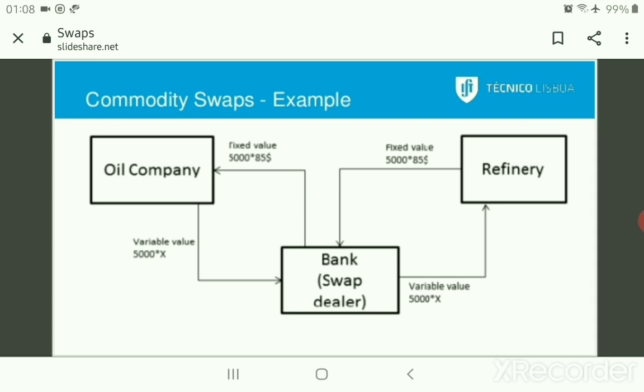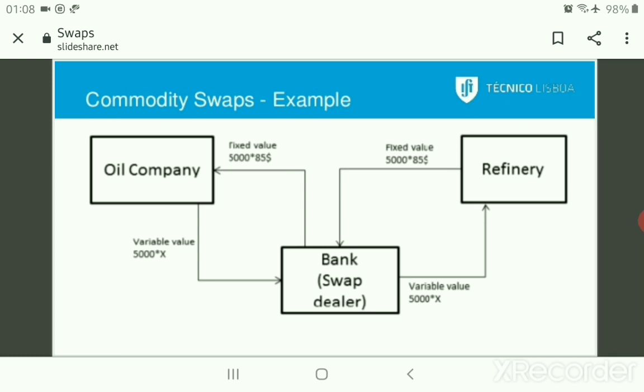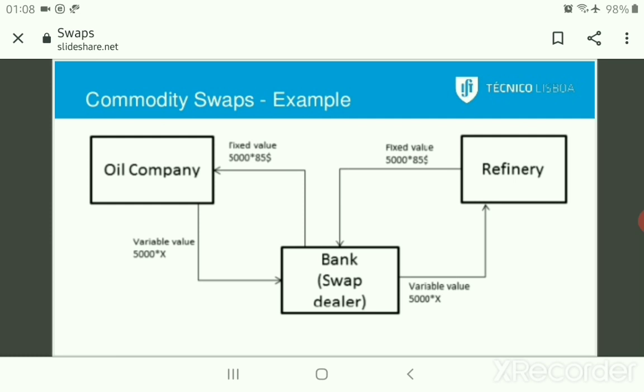Same way, the oil company also makes a contract with the same swap dealer, that is a bank intermediary, where the seller, that is the oil company, will pay market price to the bank and receive a fixed amount from the bank. So if the market price decreases, it will be good for the oil company. If the market price increases, the oil company has to pay more and more money. So this is how this deal is made, and using this swap agreement, they will make this payment.